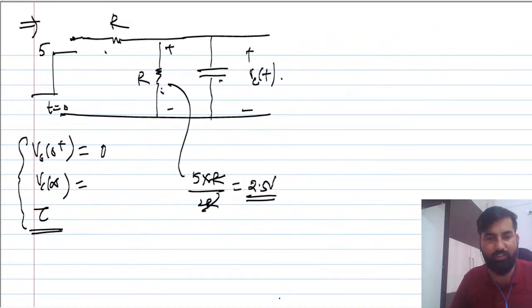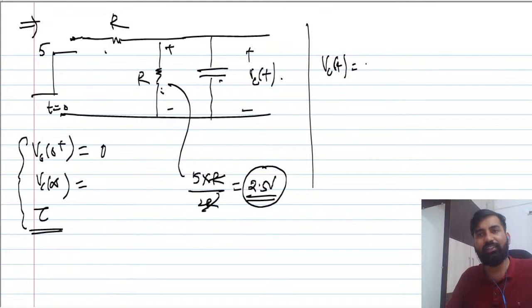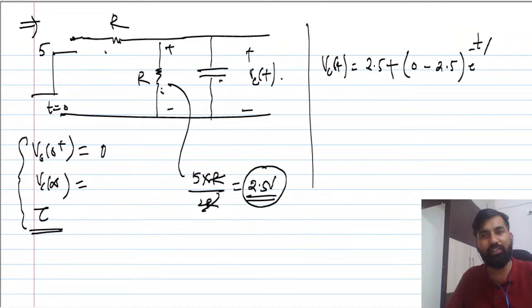The final voltage across the capacitor will be... yes, initial is 0 certainly, but I'm talking about the final voltage. The final voltage will be divided this time, so the final voltage across the capacitor will be 2.5. So what is VC(t) directly? V final is 2.5 plus initial 0, so it is 2.5 e raised to power minus t by tau.